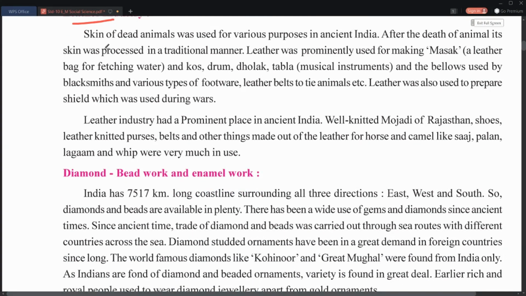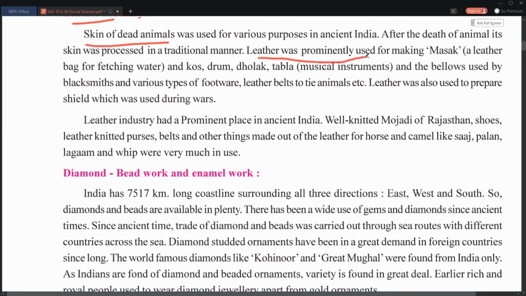What is the leather industry? The skin of dead animals was used for various purposes in ancient India. After the death of an animal, its skin was processed in a traditional manner so that you can use it in different ways.